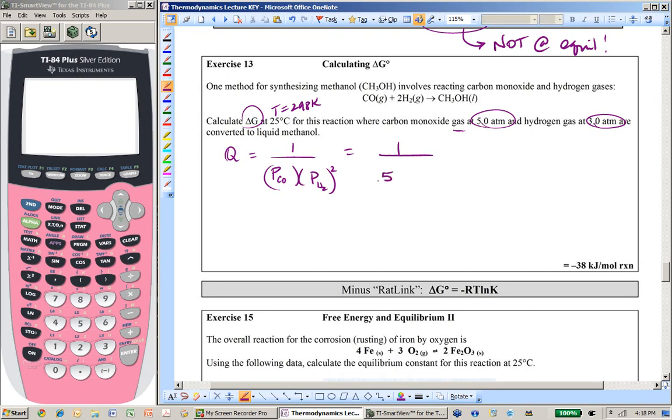CO is 5 atmospheres. You can drop the units. Celebrate the moment. K's are naked numbers. Doesn't happen very often in this class. That's 3 atmospheres, but don't forget to square it. So what is that? 9 times 5, 1 over 45. So 45. I love the reciprocal button. So Q, I'm going to put a P on it for pressure, is equal to 0.022.